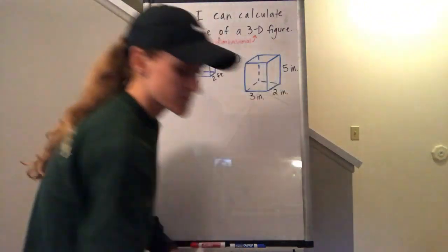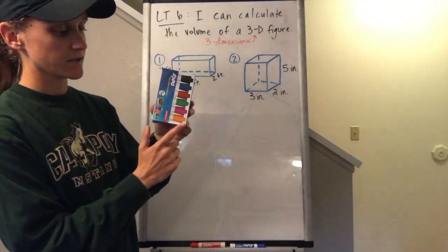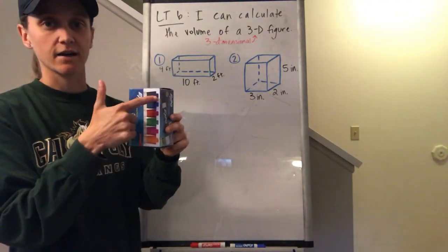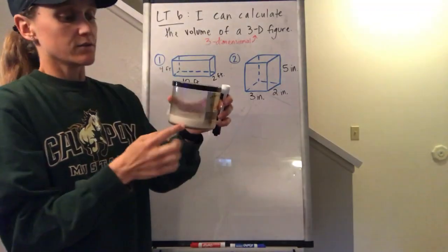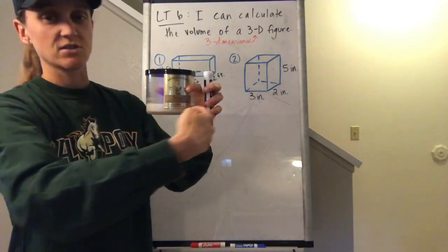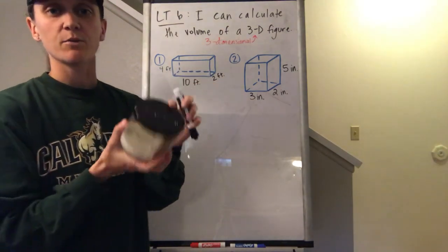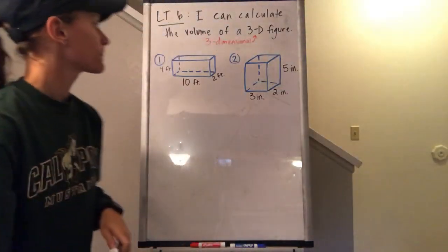So like if I look at this box that my markers are in, this is 3D because it has a length, it has a width, and it has a height. And the same thing is true even for round objects. So this has a height, it has a length across the front, and then it has a width across the side. So remember, 3D just means that there's three dimensions: length, width, and height.